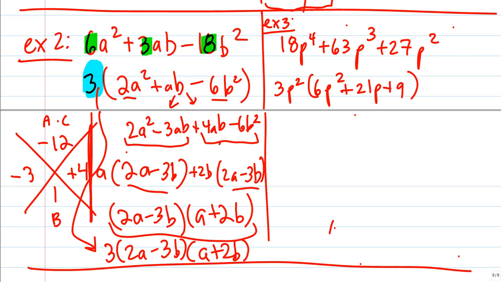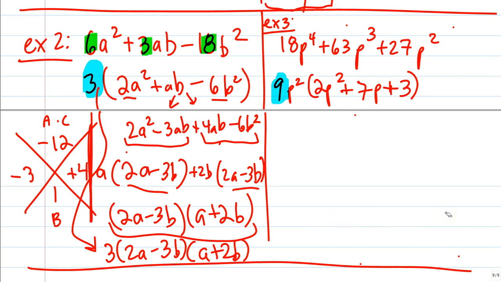See, 18, 63, and 27, yes, I could pull out a 3, but this says 6, 21, and 9. I could have pulled out another 3, which means I really could have pulled out a 9. If you don't like that, just pull out another 3 and multiply it to the front, but I'm going to say, no, I should have pulled out a 9, which would have made that first number a 2, this a 7, and that one a 3 at the end. That is much nicer to deal with.